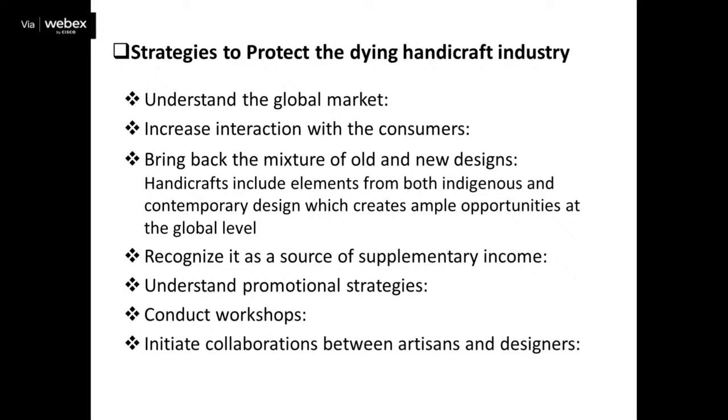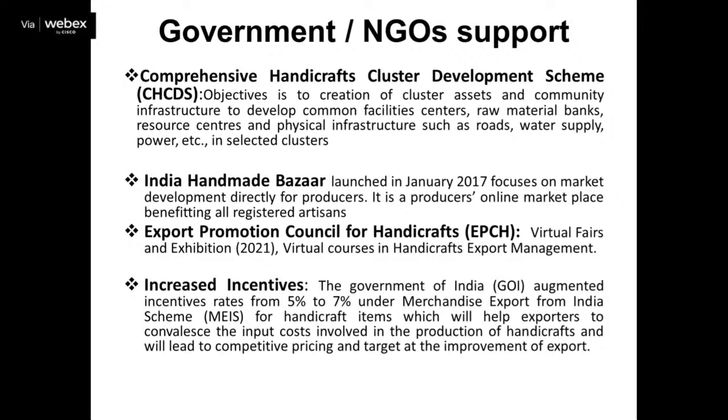In spite of that, there are also government and NGO supports. Here is the Comprehensive Handicraft Cluster Development Scheme. The objective of this scheme is the creation of cluster assets and community infrastructure, to develop common facility centers, raw material banks, resource centers, and physical infrastructure such as roads, water supply, power, etc. Another organization working to resolve the problems of the artisans is India Handmade Bazaar. It was launched in January 2017 and focuses on market development directly for producers.